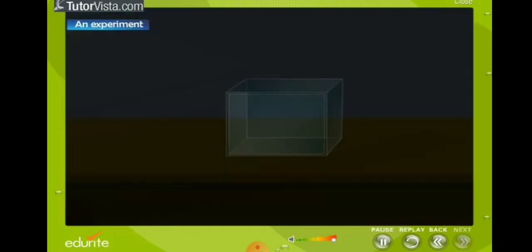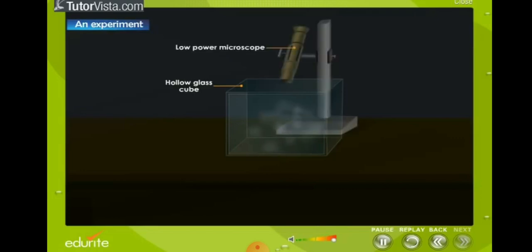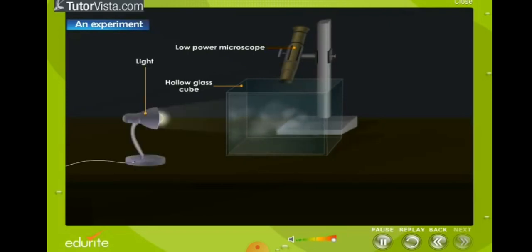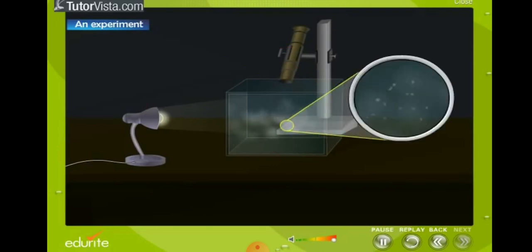Let us now understand Brownian motion with the help of an experiment. Fill a hollow glass cube with smoke particles. Place it under a low-power microscope. Simultaneously, illuminate the cube with a light source. We observe that the smoke particles appear as bright particles moving in all possible directions, in contrast to the black background. This is experimental evidence of molecular motion or Brownian motion.